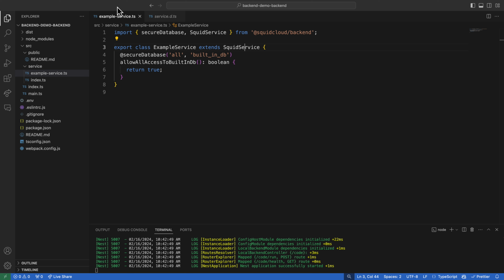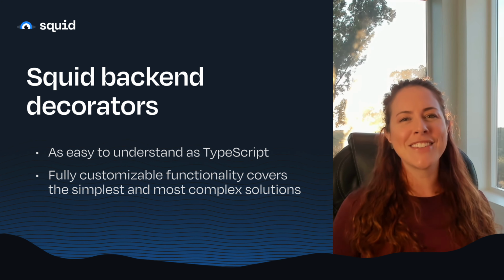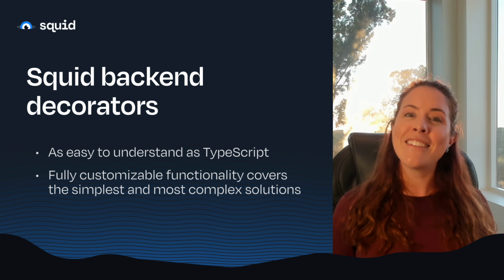For example, let's take this default function that comes with the initialized Squid backend. Squid comes with a built-in database, which is what's shown here, and it's what I'll be using in my examples. Take a moment to read the function. It says, secure database, all, built-in DB. Right away, you can tell what this function does, even though you haven't used the Squid backend SDK before. The function name is allow all access to built-in DB, and it returns true. As you can see, understanding TypeScript is enough to understand this function, which makes Squid easy to get started with.